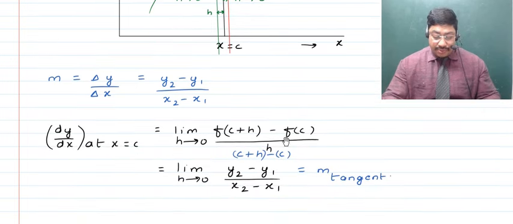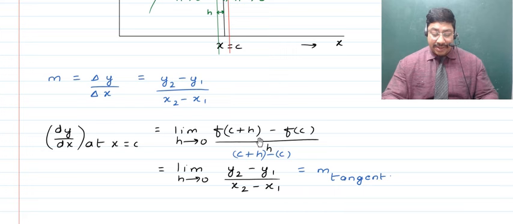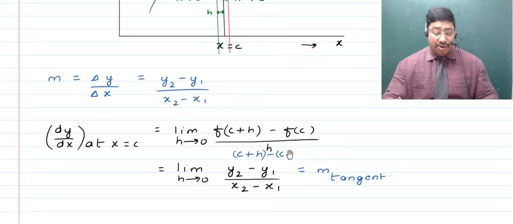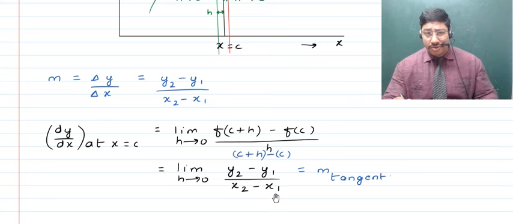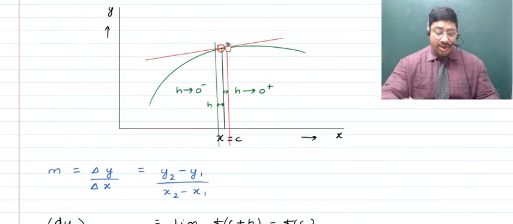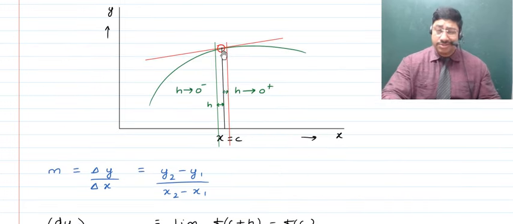So thus we can say that this is actually delta y divided by delta x, or in other words y2 minus y1 upon x2 minus x1 when this change in the value of the independent variable is infinitesimally small, right? And that actually is the formula of finding the slope, and this is the slope of the tangent which has been drawn at the point x is equal to c.